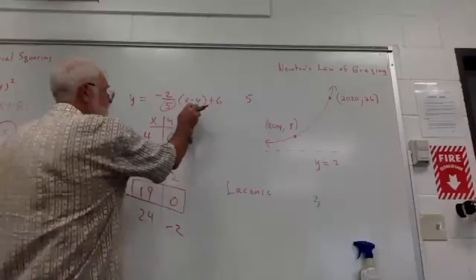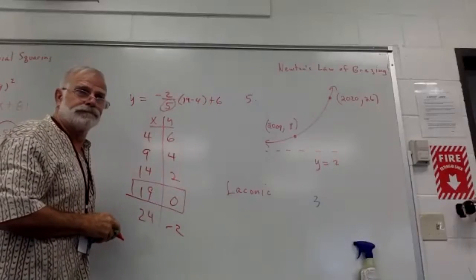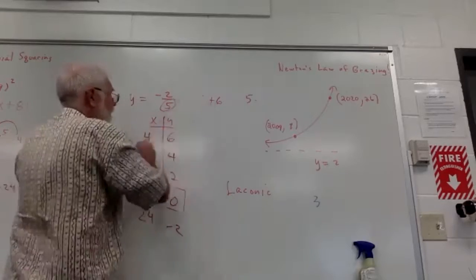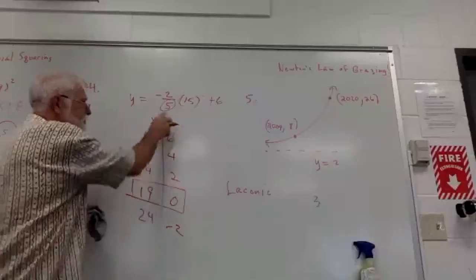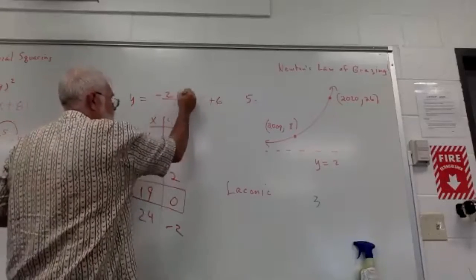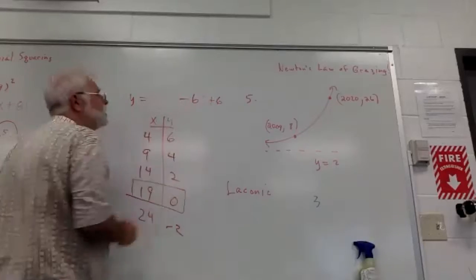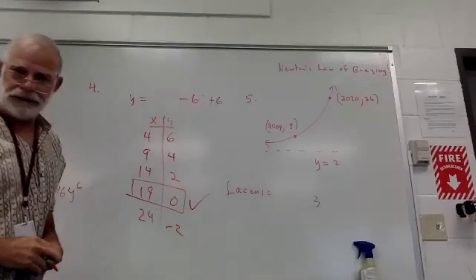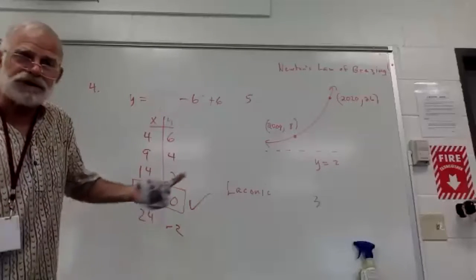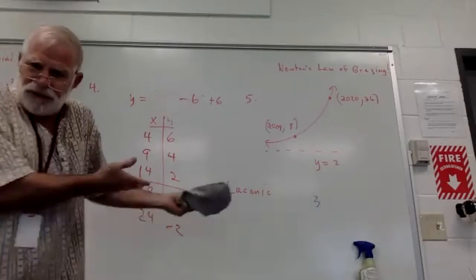Let's find out. Let's put 19 in. What's 19 minus 4? 15. How many times does 5 go into 15? 3. What's negative 2 times 3? Negative 6. What's negative 6 plus 6? 0. Oh boy, that works. Wow. Boy, we can get a lot of coordinates without any work. So what's this course about? About not working. Mathematicians are lazy. We just want to be able to answer things.